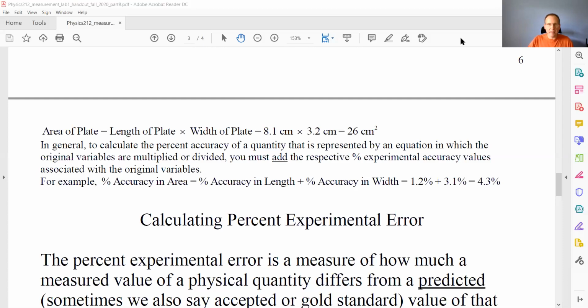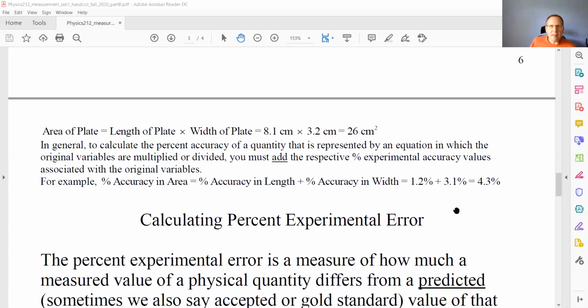Okay, so in this case, remember the percent experimental accuracy for length was 1.2%. The percent experimental accuracy for width we calculated as 3.1. So if I add those two together, I'm going to get the percent experimental accuracy for area, which in this case is 4.3%. Okay, great. So that's percent experimental accuracy.